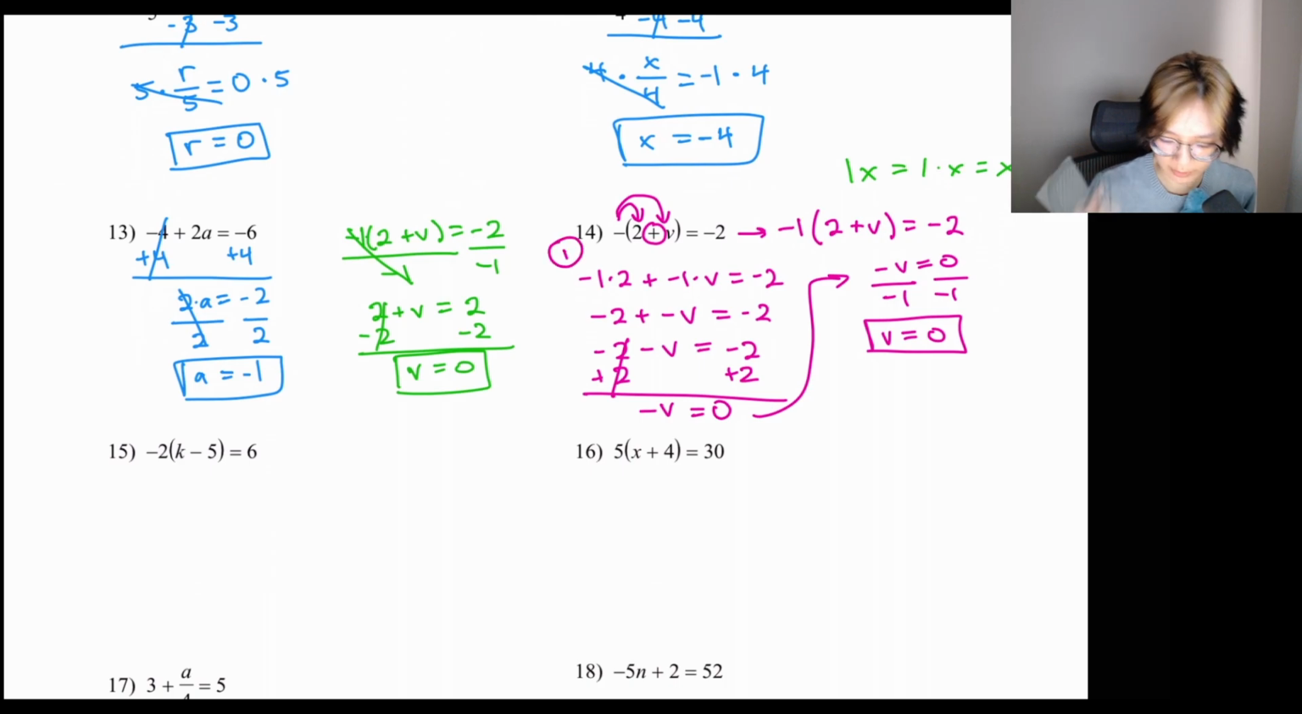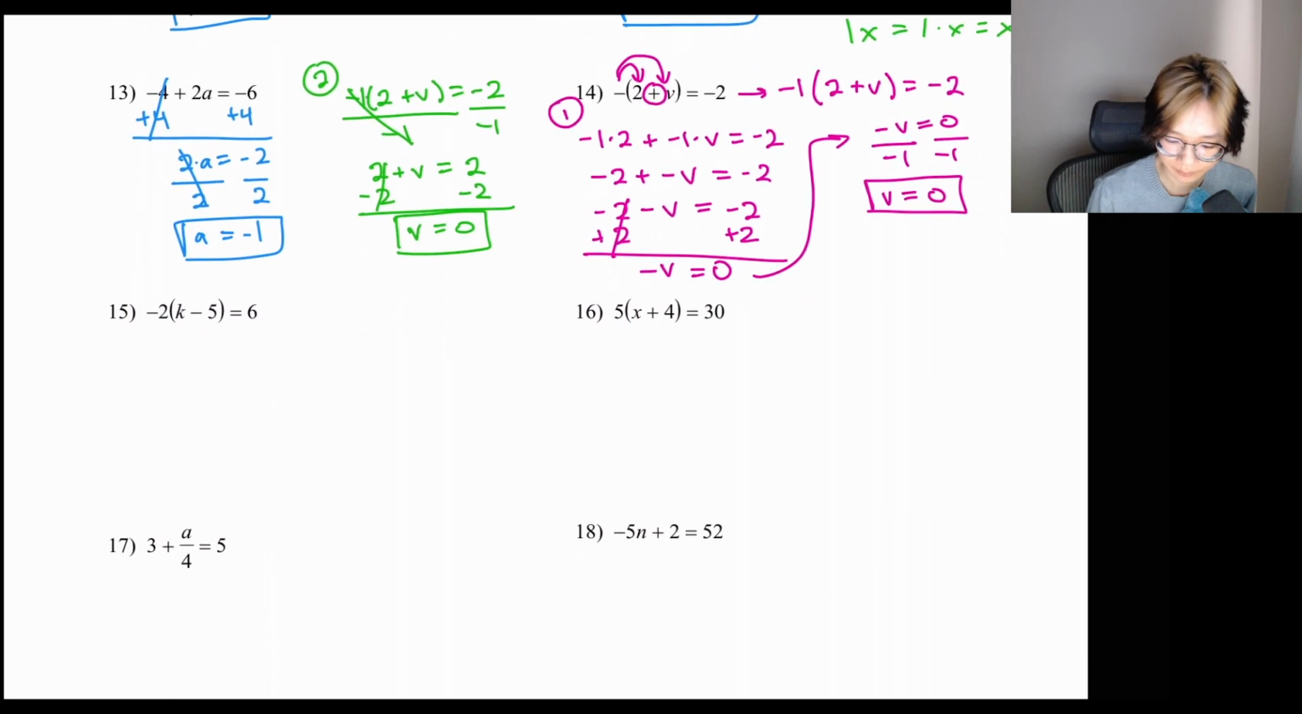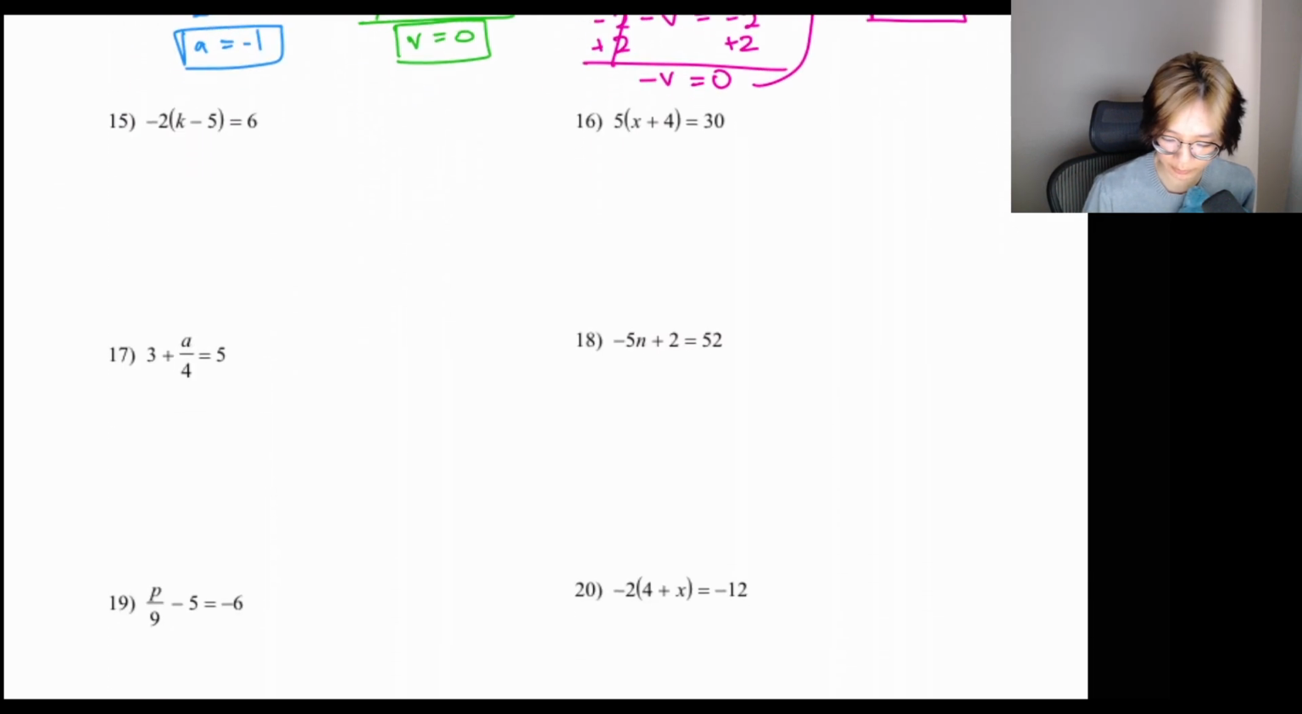Technically, the safer way is to distribute, because sometimes the number on the outside does not always go equally into what the entire thing is equal to. So the safer option is just to distribute, but technically the second way is shorter, as you can tell. And the same thing applies for the next couple.